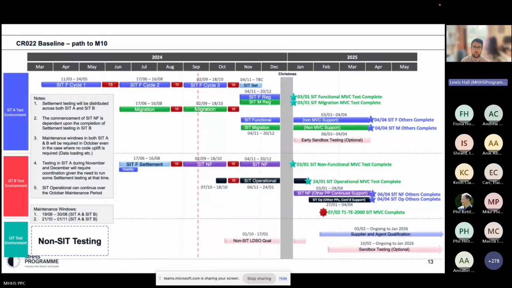When you look at the proposed plan that will go in CR55, you can hopefully quite easily cross-compare that and see the differences. If we just move to the next slide then.